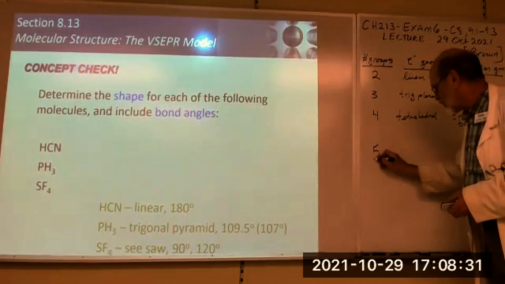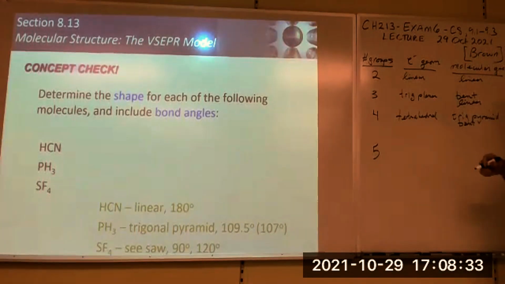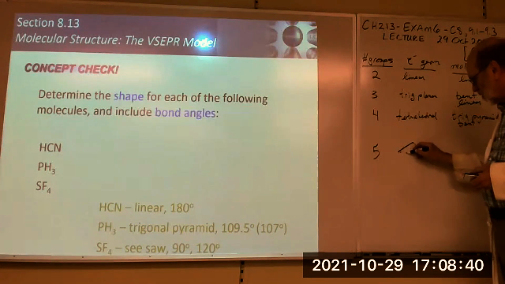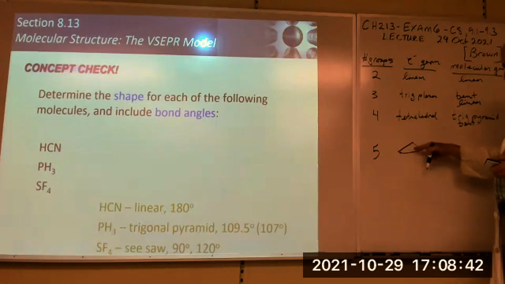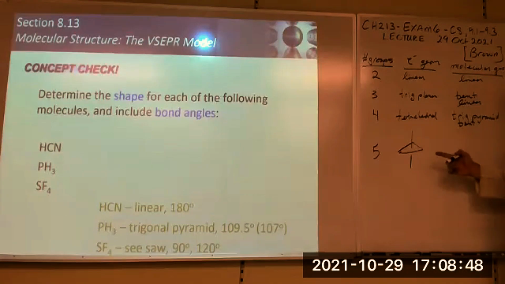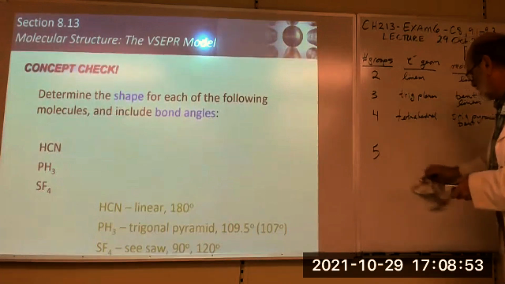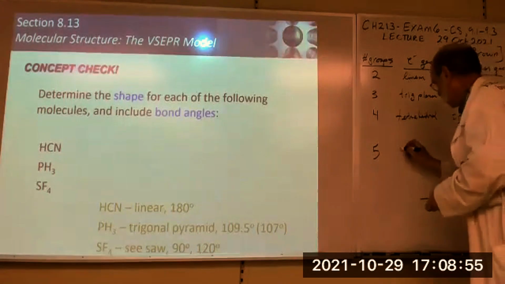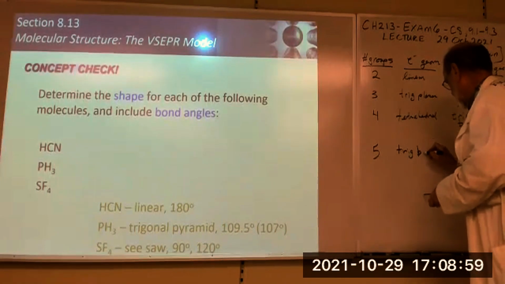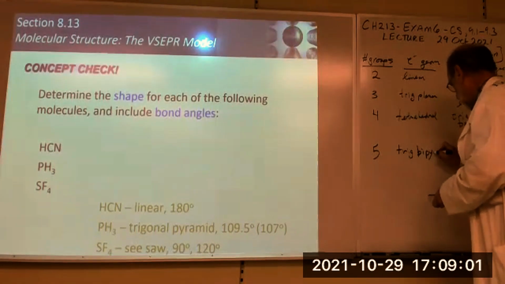If we have 5 groups, then you have a trigonal bipyramid. In other words, you have a central atom with 3 here, and then you have 1 up here and 1 down here. That makes 5. So a trigonal bipyramid is the electronic structure.